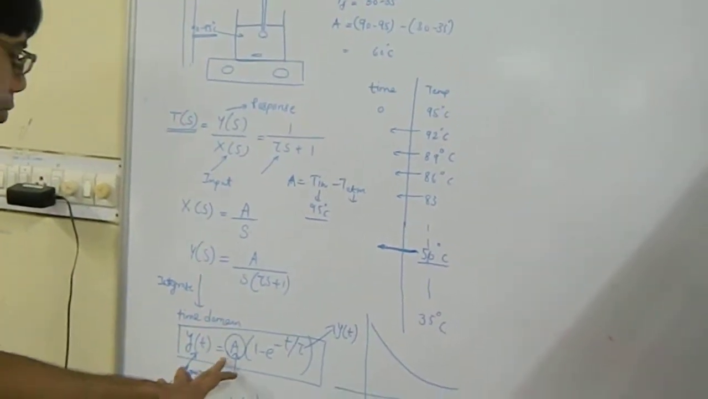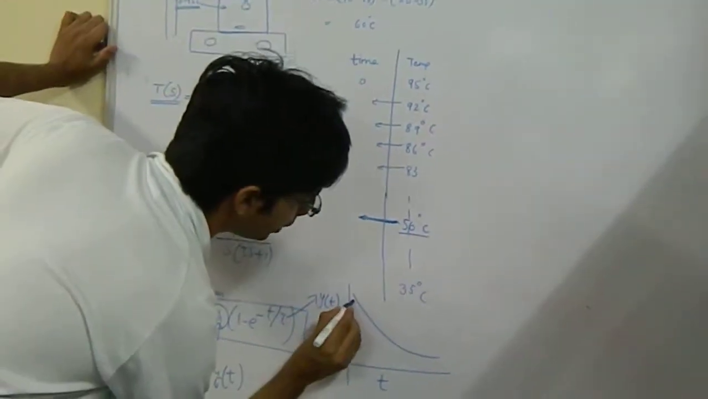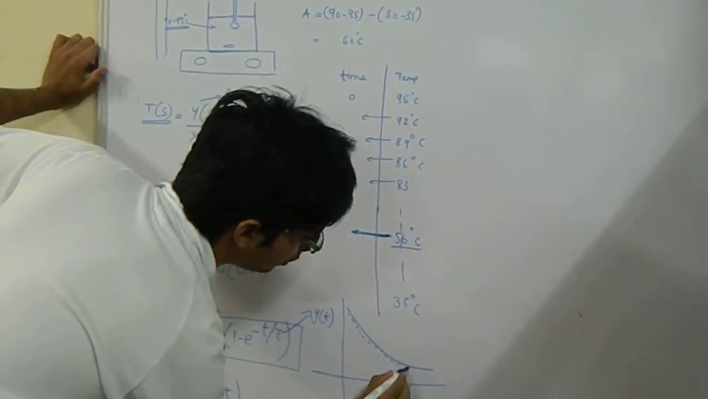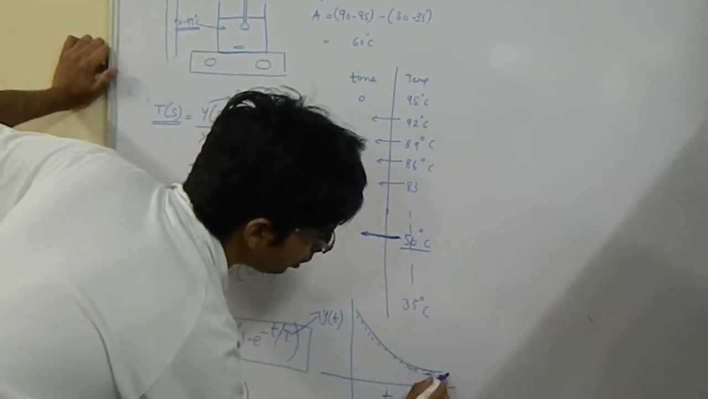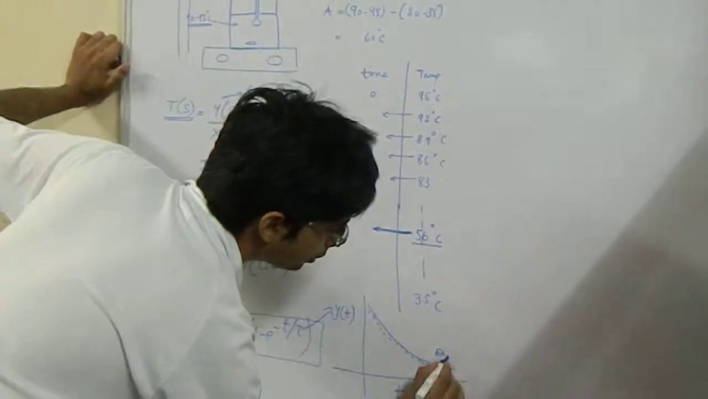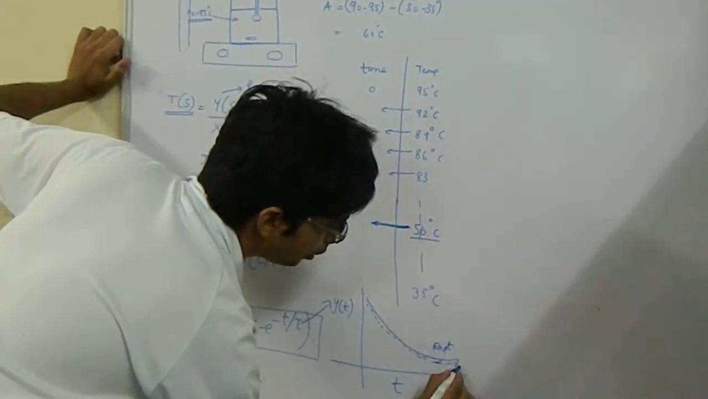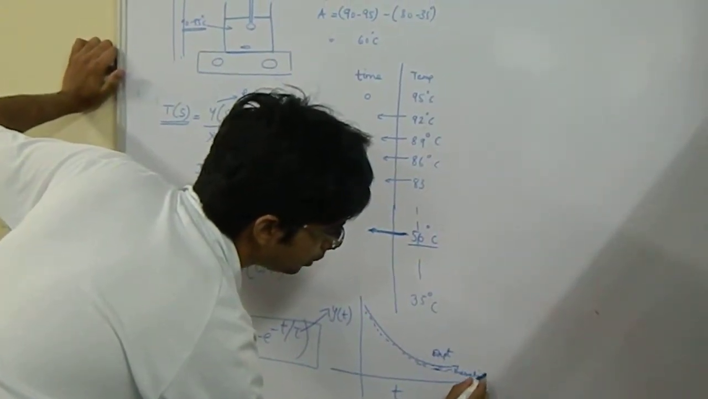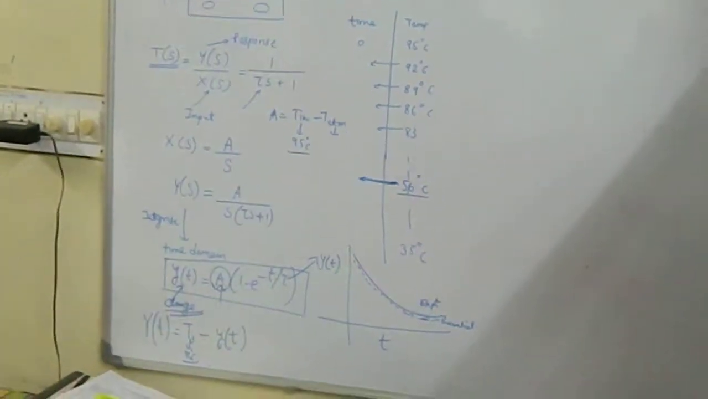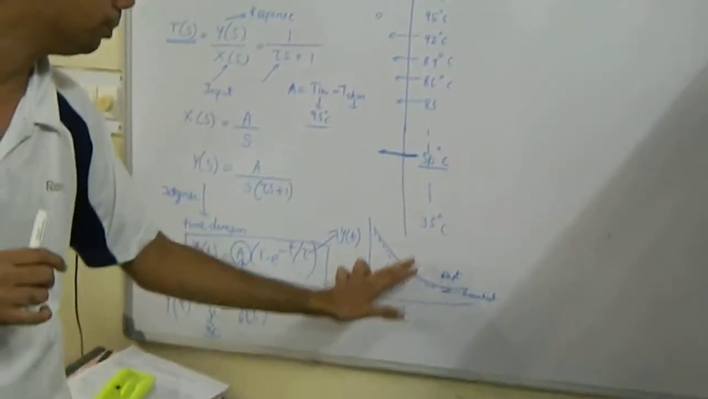So I think after doing so, you will get a plot somewhere like this. I am just drawing an approximate plot. So this will be your experimental response and this will be your theoretical response. So basically you just have to see whether these two responses match properly or not.